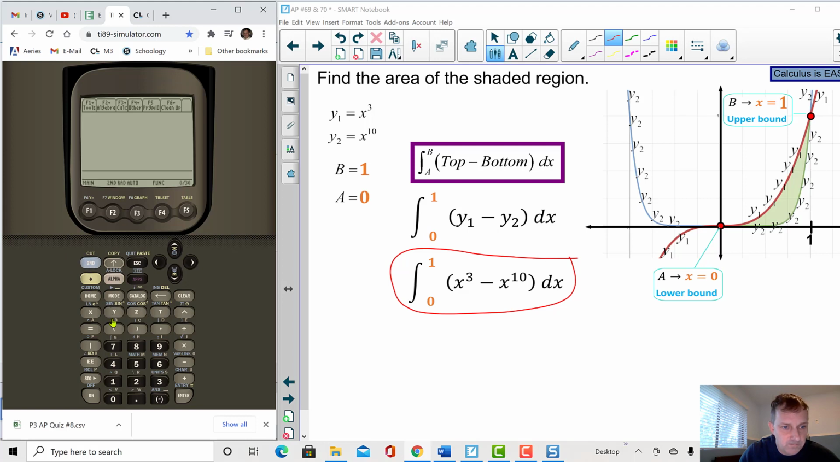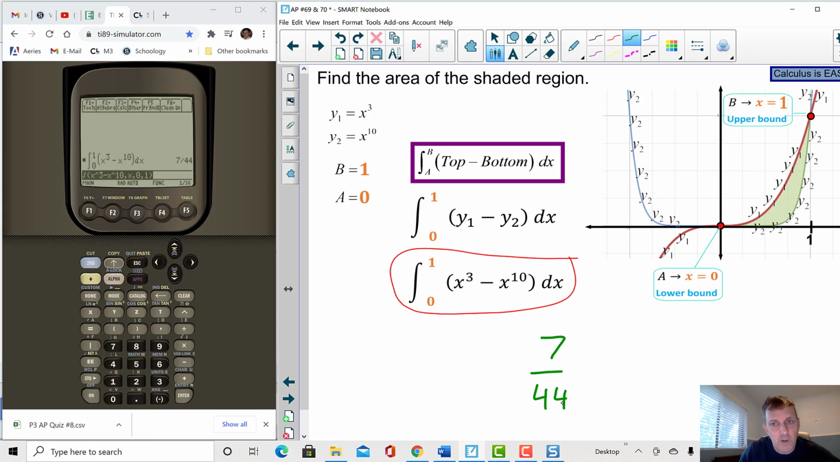We're going to do the integral. I'm going to close the parentheses, then come back in. I want my x to go from 0 to 1, so I'm going to say x comma 0 comma 1. And I'm just going to back it up and put the function. So my function is going to be x to the third minus x to the 10. So let's just type that in, and that's it. We'll go ahead and push enter. It's telling me that the final answer is 7/44.